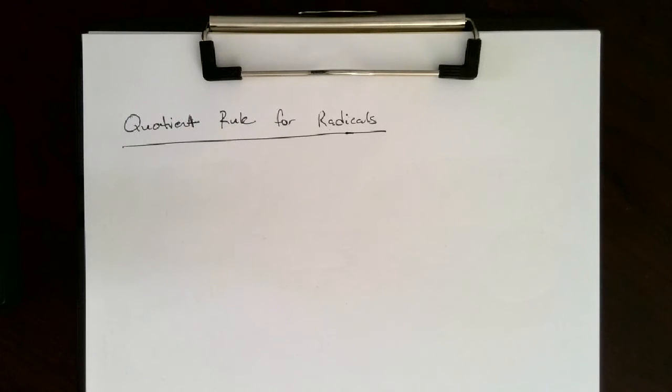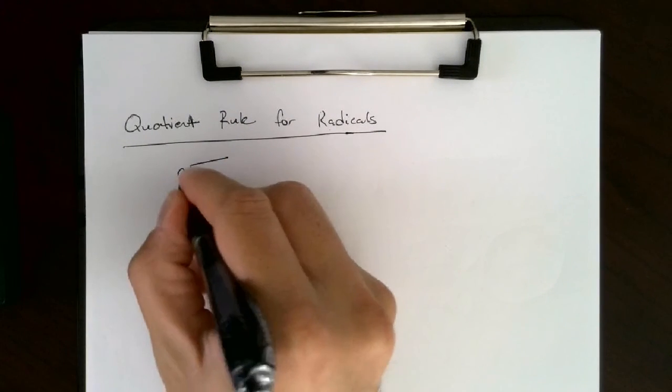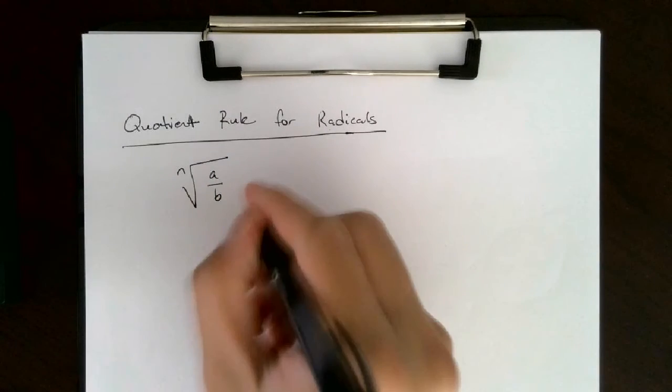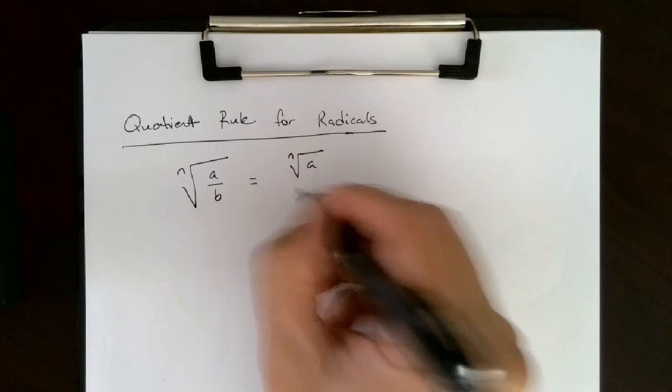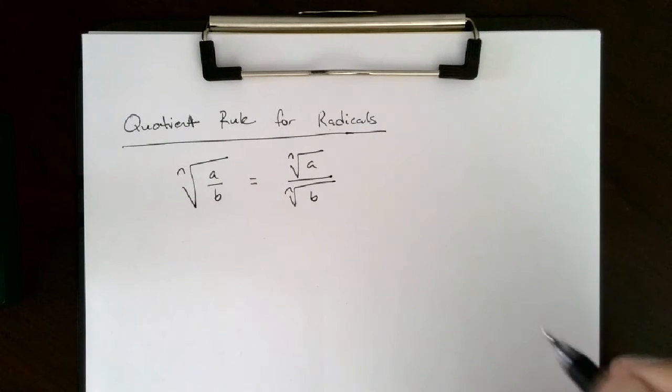This video is on the quotient rule for radicals. So in our previous videos we saw how to simplify radicals. Here we're going to talk about what if you have a quotient, meaning division, of a radical. So if I said I had the nth root of a over b, that's the same as saying take the nth root of the numerator over the nth root of the denominator.